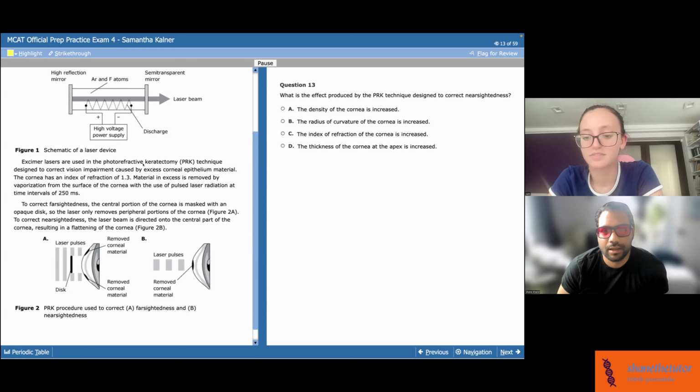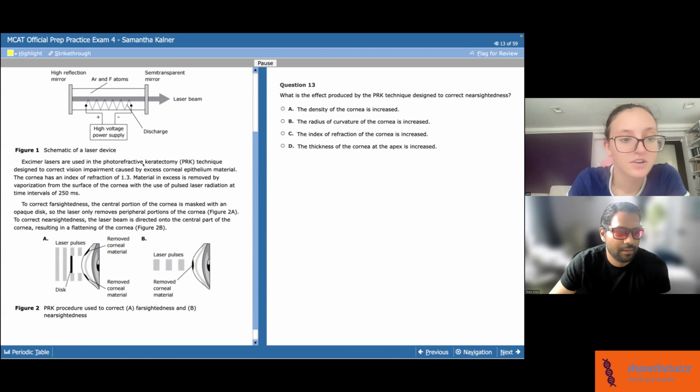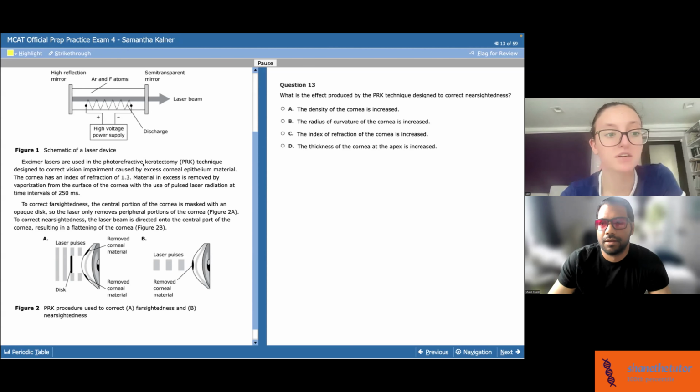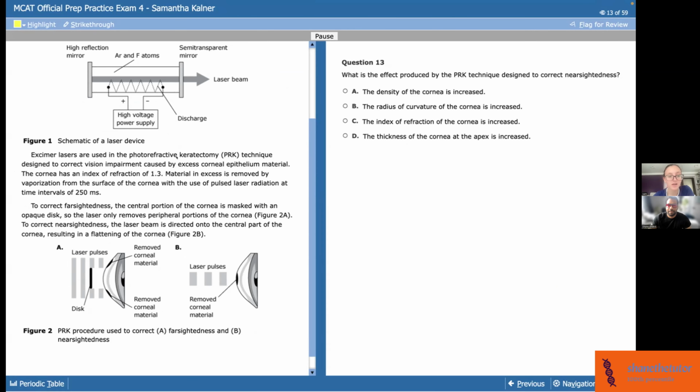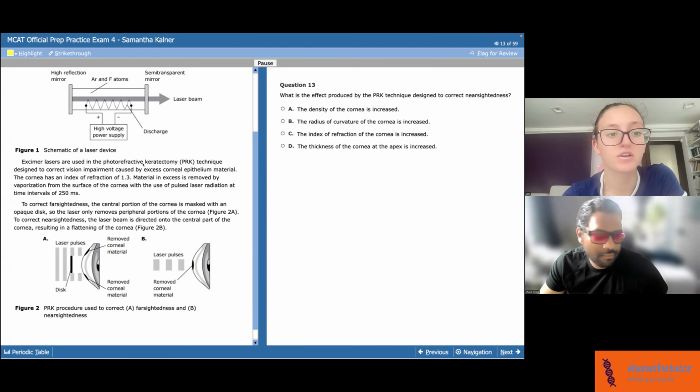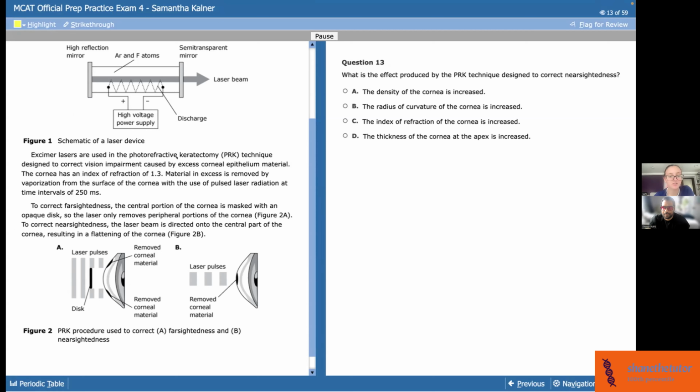Yeah, that's really cool. All right, let's take a look at where we are up to here. We were at the excimer lasers, which are used in photorefractive keratectomy, PRK, a technique designed to correct vision impairment caused by excess corneal epithelium material. The cornea has an index of refraction of 1.3. Material in excess is removed by vaporization from the surface of the cornea with the use of pulsed laser radiation at time intervals of 250 ms. So they're telling us the refraction, and then the vaporization.